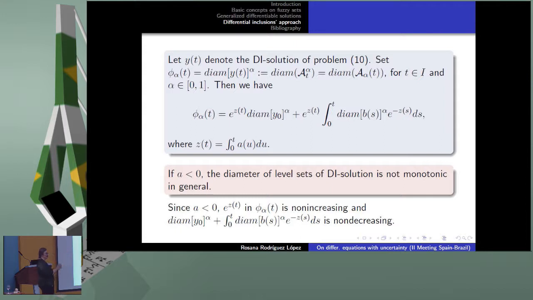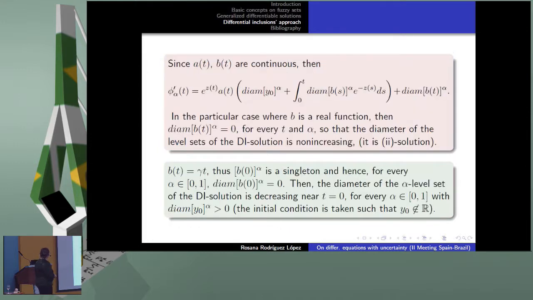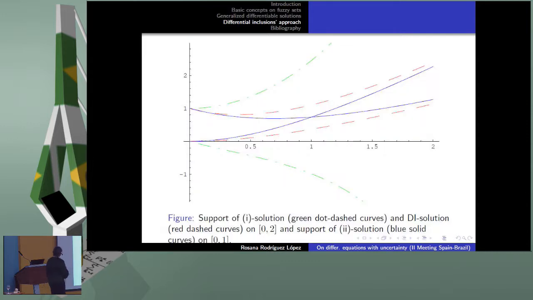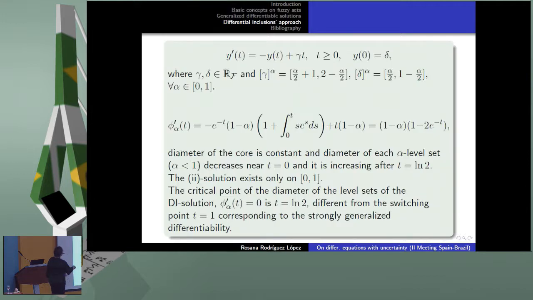Of course, because sometimes you decide where you establish the switching point. And that is because the coincidence with the 1 and 2 solution only happens basically, except in the A positive case, in real cases. So in general, it's in the middle. So the monotonicity may change independently of where you put the switching point. I have a picture here about this situation. In this case, the critical point of the diameter of the solution happens at the logarithm of 2.